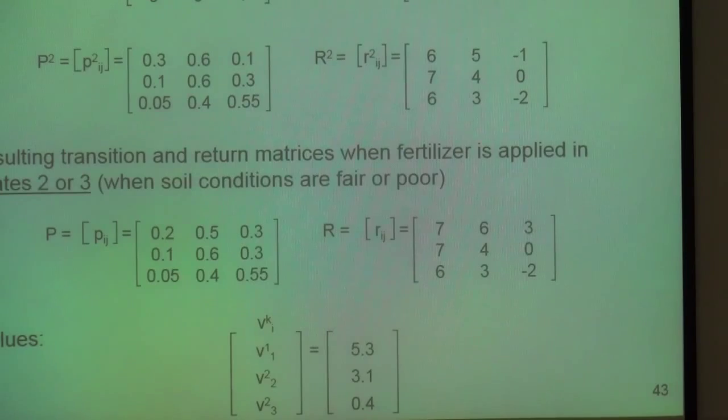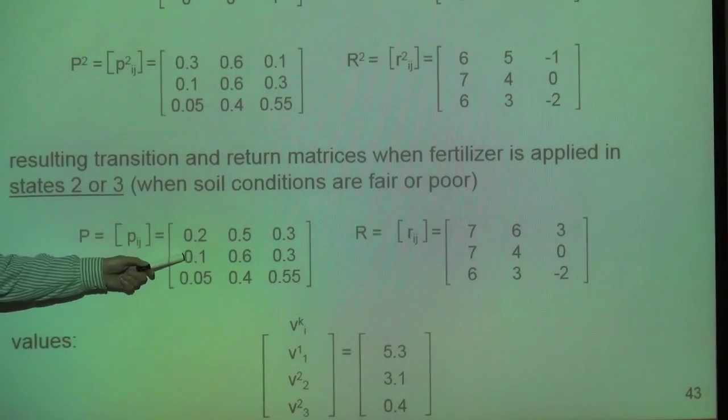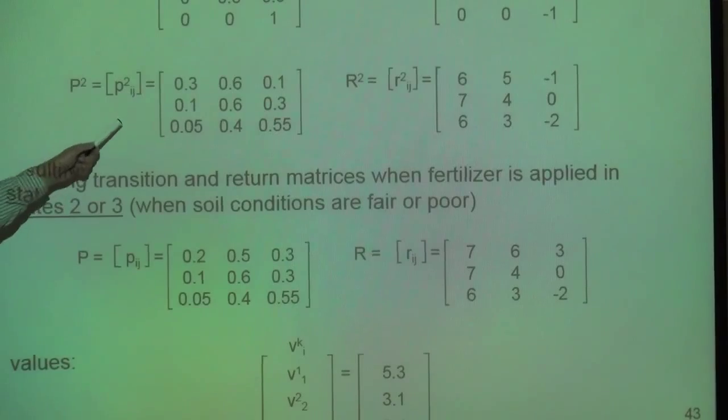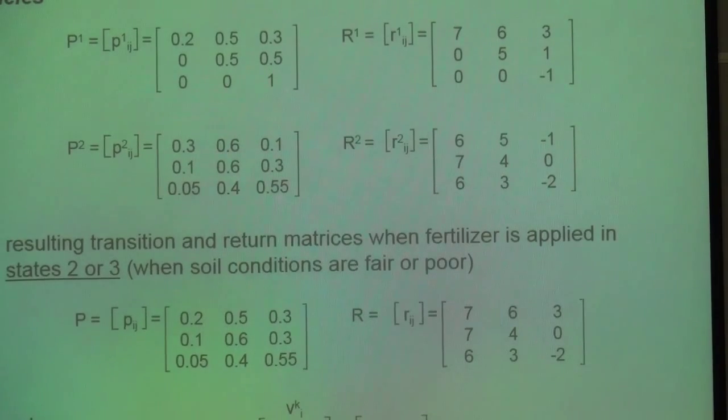Same way here. It's V to the first sub 1, V to the second sub 2, V to the second sub 2, because here we used, for fair and poor, the transition and return matrices 2, and for state 1, we used the transition and return matrix 1, for the current state.